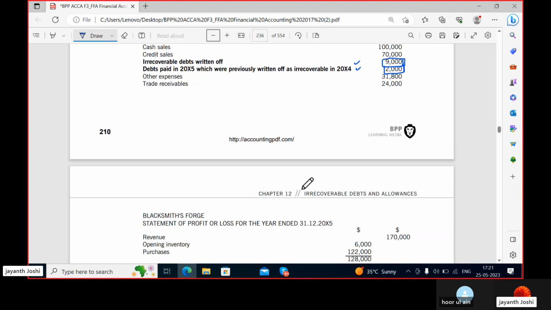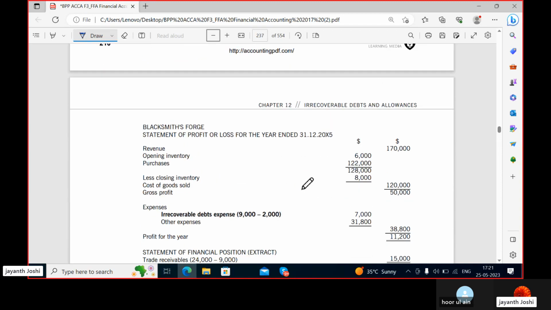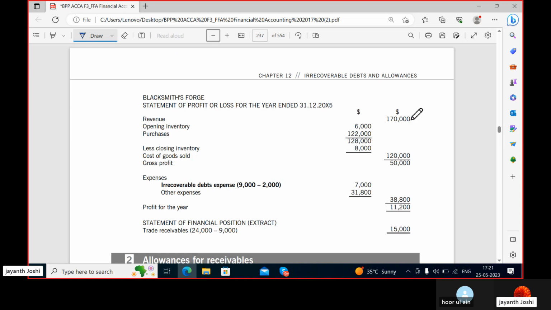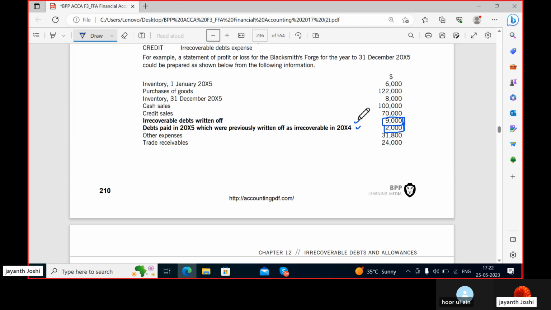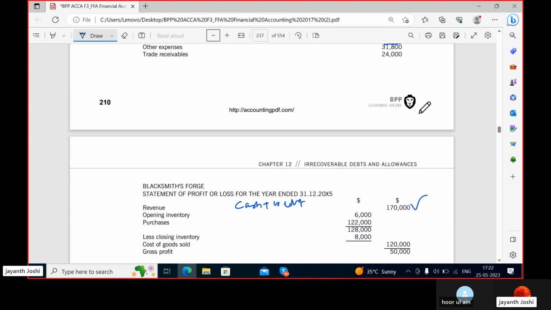Now what they are asking in the question, when we prepare SOPL, how to show it? The format of SOPL is known to you. Now revenue is cash plus credit sales. Cash sales is 100,000, credit sales is 70,000. So that makes it 170,000. So revenue is 170. To that we will show opening inventory of 6,000. Opening inventory plus purchases minus closing inventory is COGS. Do you remember the formula for cost of goods sold? Opening inventory plus purchases minus closing inventory.